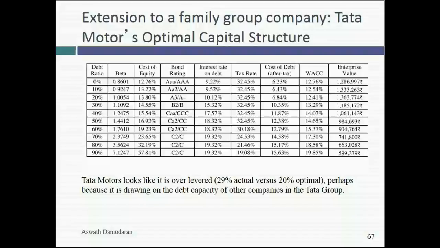Actually, with Tata Motors, here's what I followed up by doing. I looked at Tata Steel, Tata Chemicals, and Tata Consulting Services, 4 big Tata companies. And here's what I saw. Tata Motors, Tata Steel, and Tata Chemicals all were overlevered. They all had debt ratios about 10, 15, 20% above their optimal. Tata Consulting Services was massively underlevered.